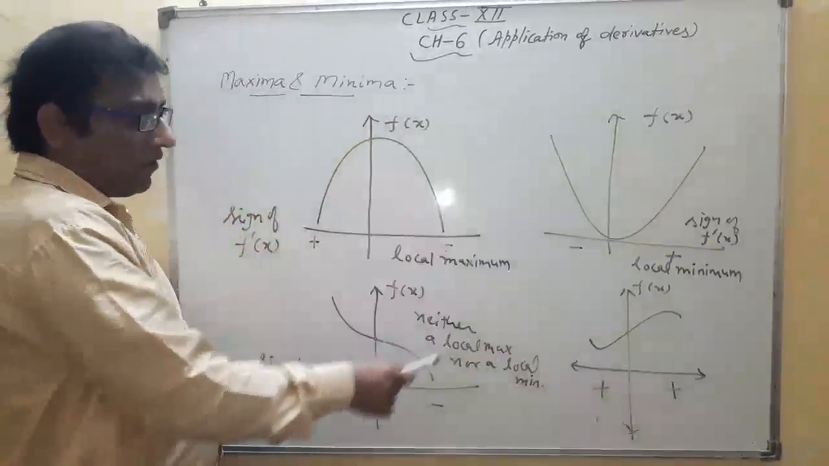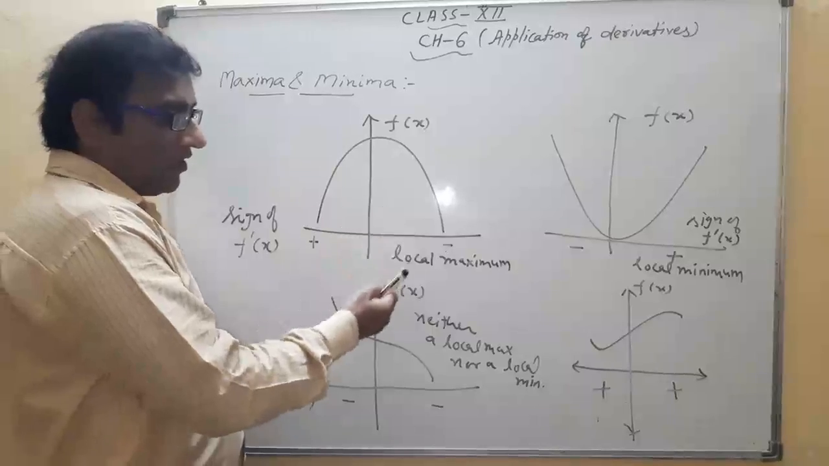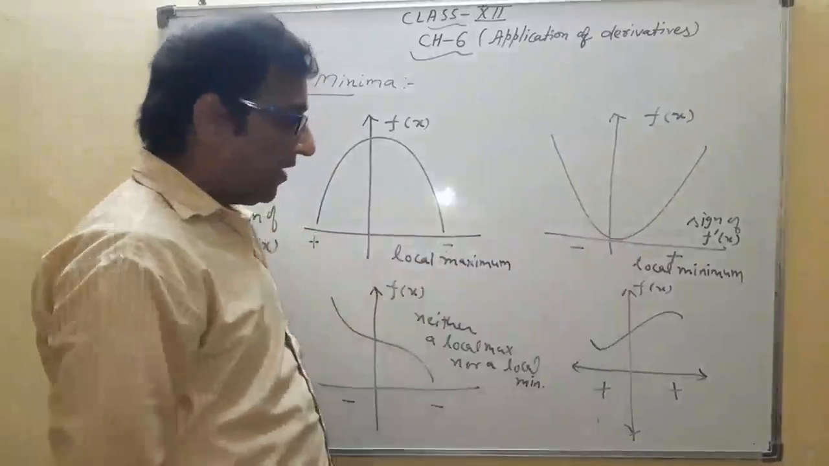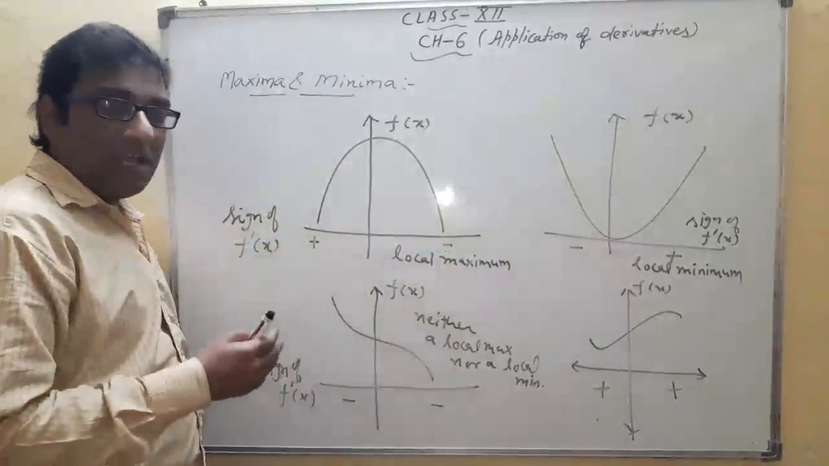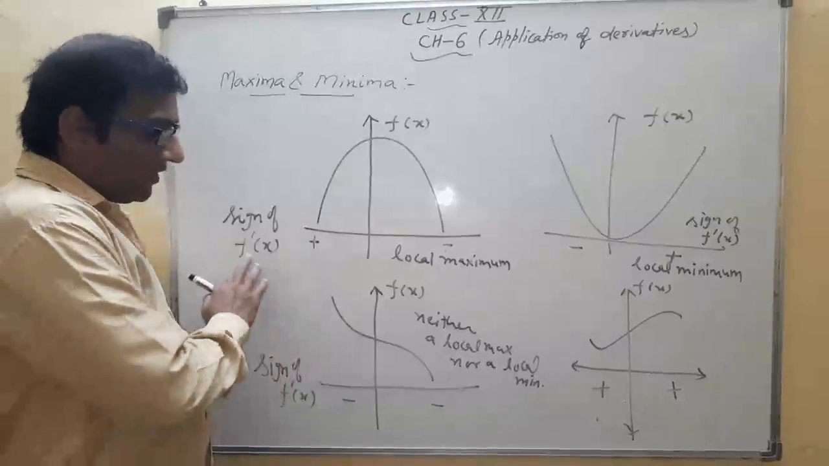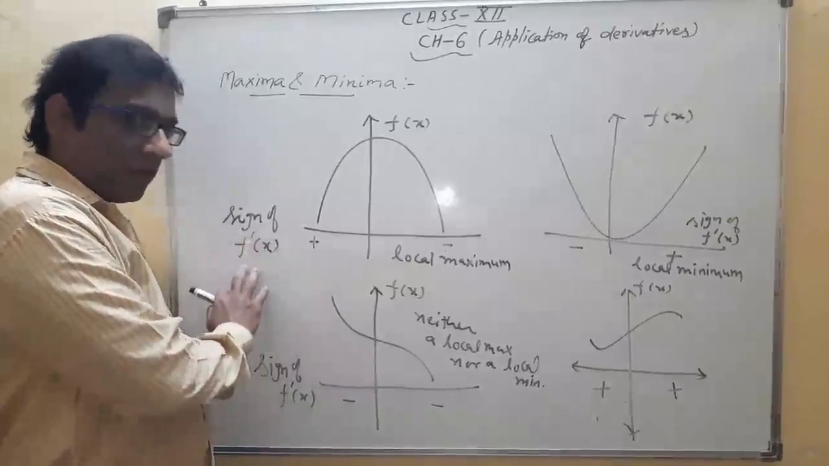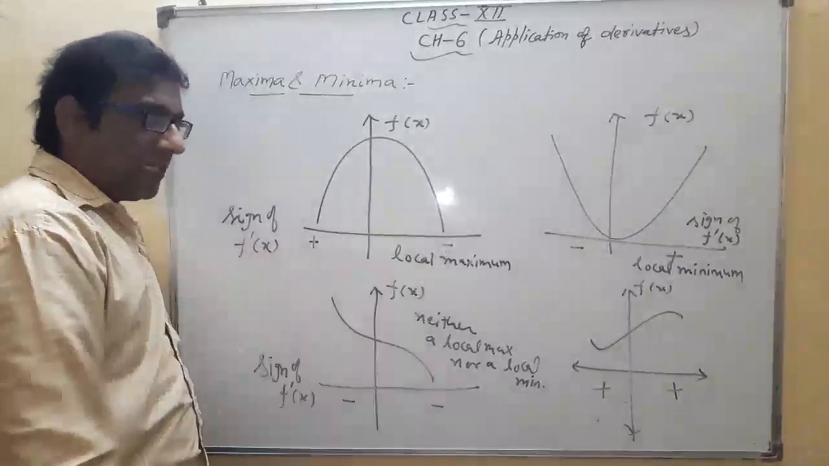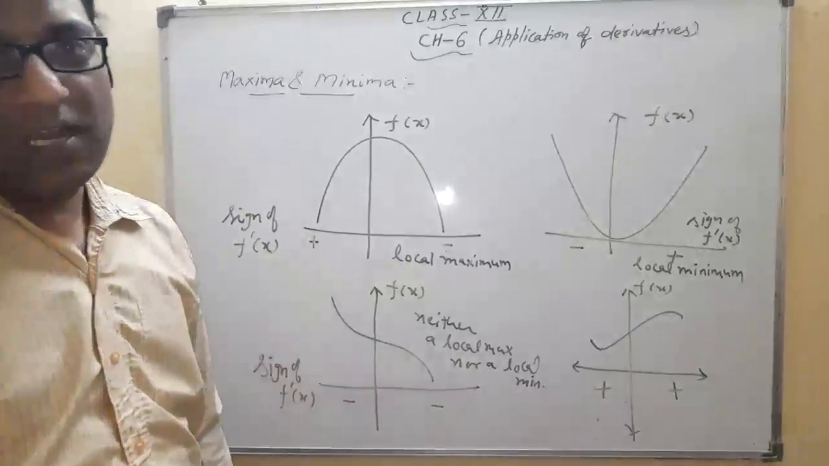So with the help of these signs, we will easily identify when the function has a local maximum, when it has a local minimum, and when it is neither. So everything depends on the situation. What is the situation of f dash x? On behalf of the sign of f dash x, we will easily identify when it is local maximum and when it is local minimum.